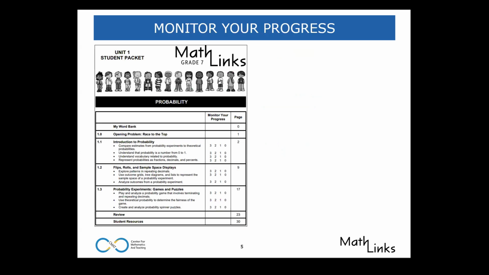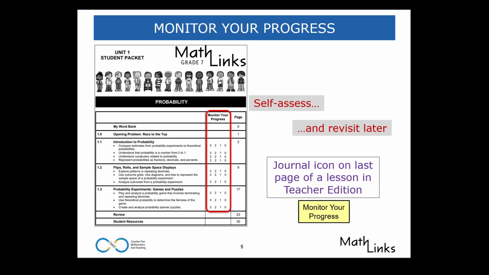It's important for students to monitor their own progress. Upon finishing each lesson, students self-assess on a scale from 0 to 3 for each lesson goal. And then they revisit these scores on the reflection page near the end of the unit. Look for this icon at the bottom of the last page of every lesson in the TE.